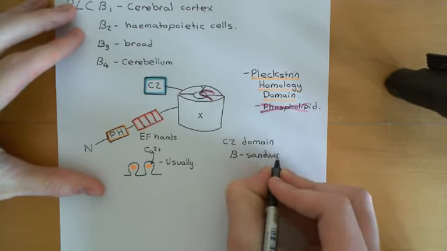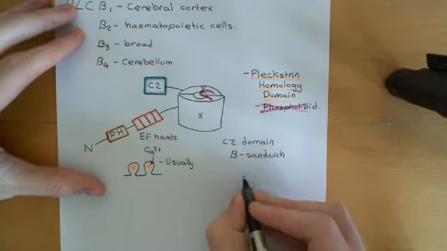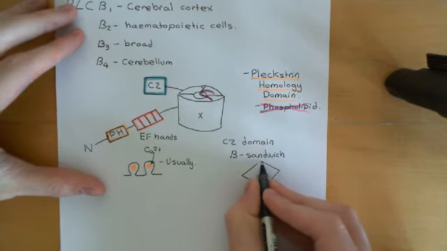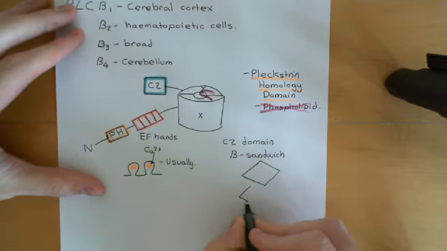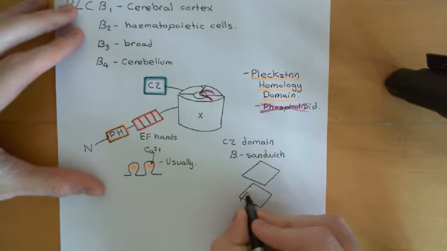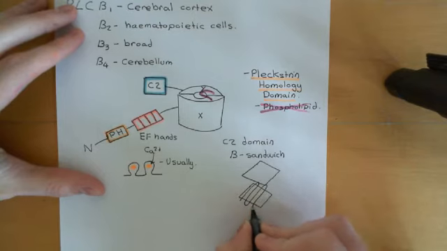Okay, it's made of two beta sheets stacked on top of one another. So let me show this. You'll have one beta sheet like so, and then you'll have another beta sheet underneath. Both of these beta sheets will consist of beta strands like so, forming a beta sheet.